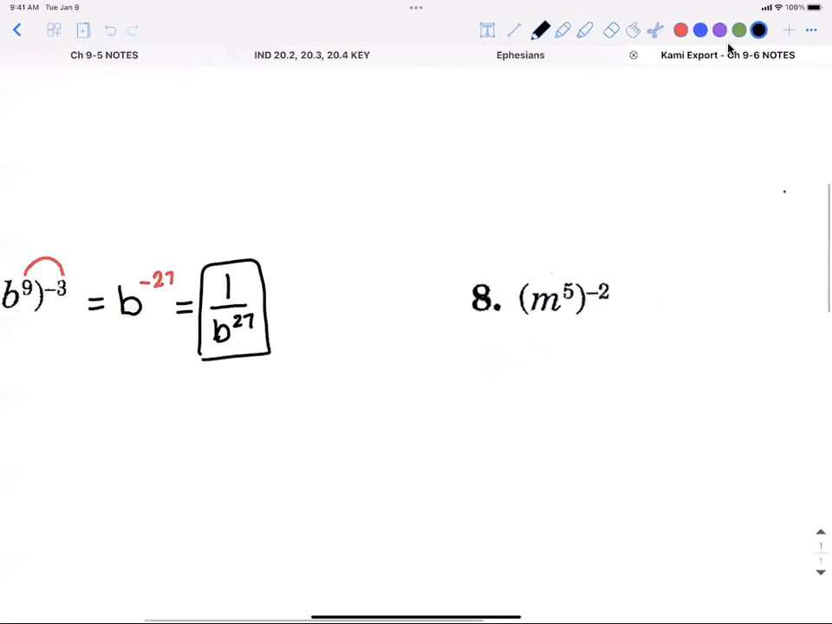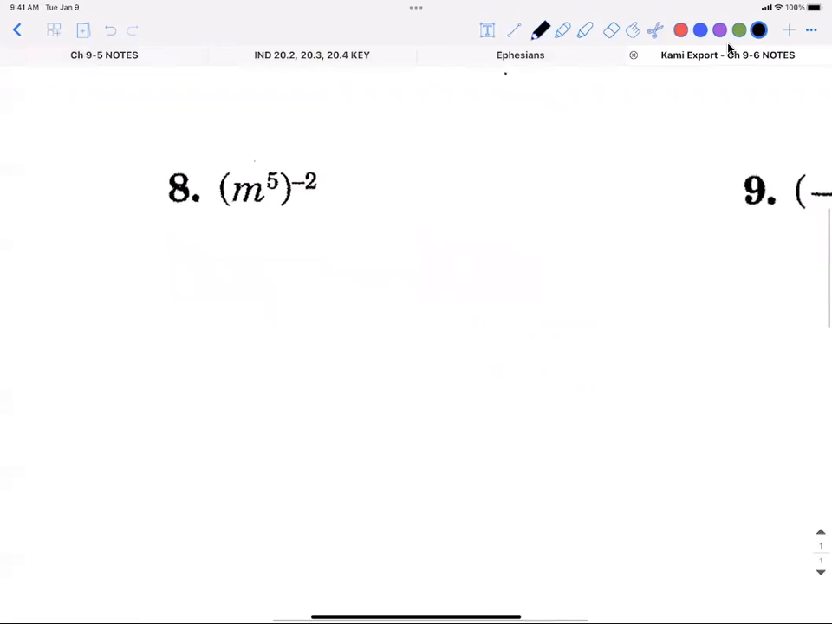Okay. So if you would work number 8 on your notes, I'm going to work it on here, and then we're going to compare answers and see if you got it. We're going to do that a couple of times today. So you go ahead and work number 8 on your notes, and then we'll compare answers.